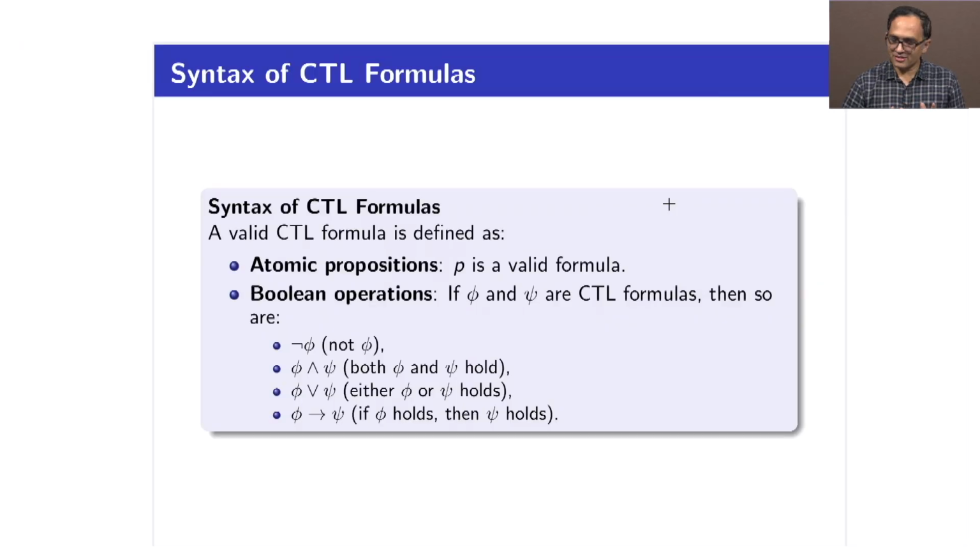Syntax I have already introduced in the last class, so I will quickly conclude: it is the correct way of writing a CTL formula, and you have to follow this. Any atomic propositions are CTL formulas. If there are two CTL formulas phi and psi, their negation, conjunction, disjunction and implication are CTL formulas.